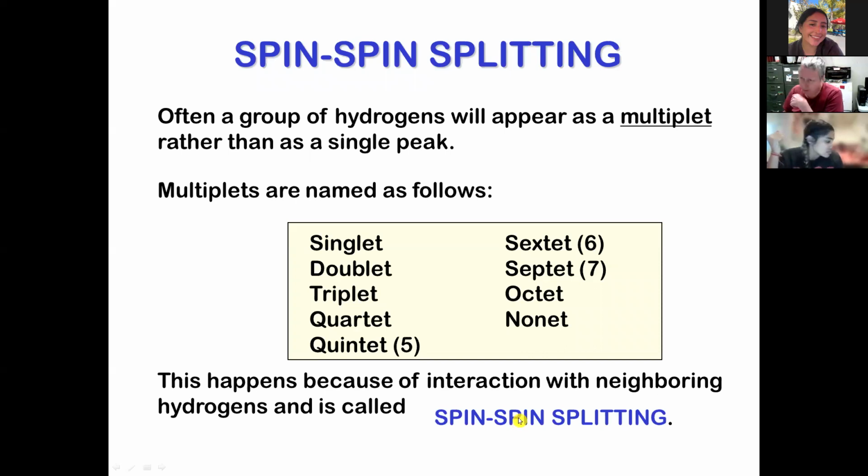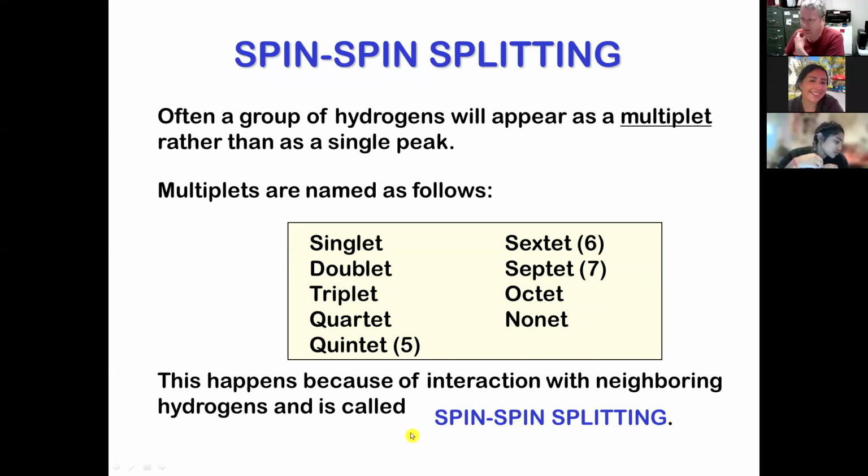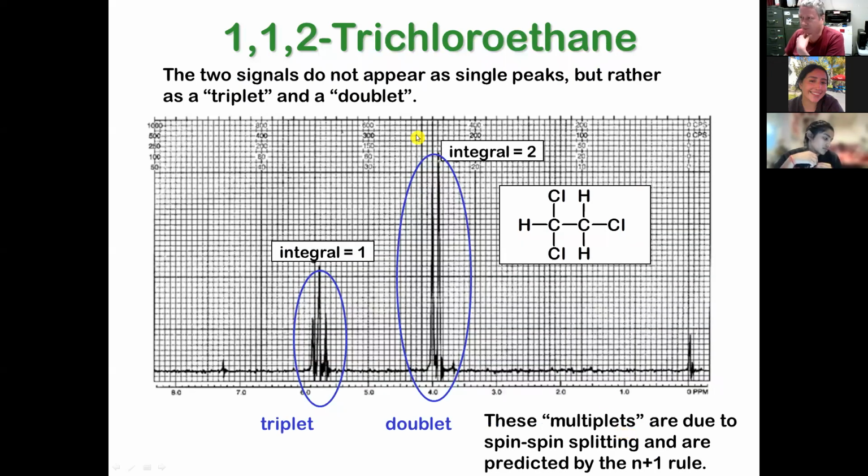9 is nonet. This happens because of interactions with the neighboring hydrogens. We haven't talked about neighboring hydrogens yet. Now we're going to talk about that, and it's this concept called spin-spin splitting. Okay, here's a simple example: 1,1,2-trichloroethane. We got a carbon on the left with 2 chlorines, and a carbon on the right with 1 chlorine and 2 hydrogens. The integration totally makes sense: 1 proton, 2 protons.